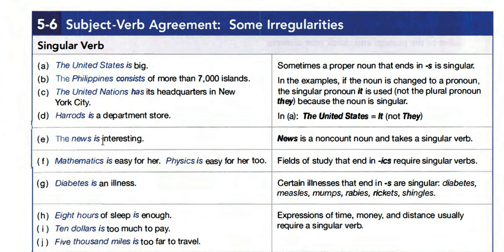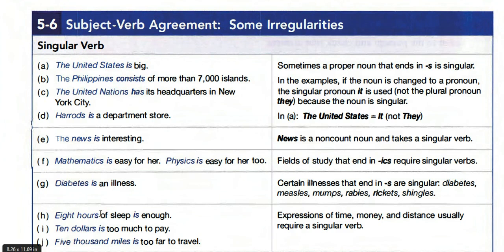We have other words, which you can find later, like data, and words like mathematics. Mathematics is easy for her. Physics is also easy for her. Fields of study ending with ICS require singular verbs. So when we say mathematics or physics, it requires a singular verb, that's for sure.